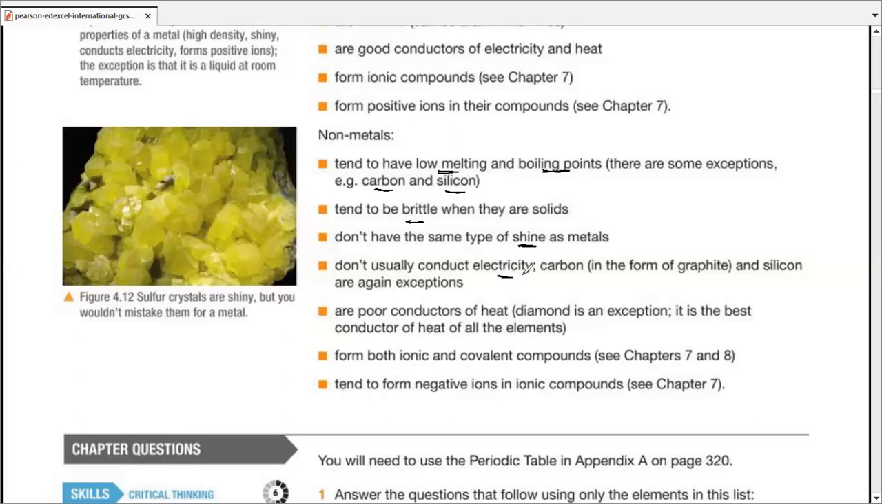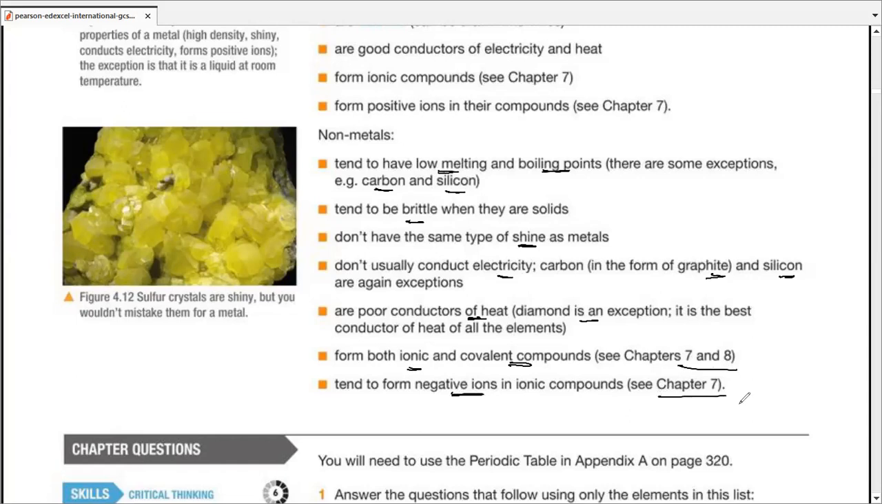They don't conduct electricity, though carbon in the form of graphite and silicon are some exceptions. They are poor conductors of heat. Again, diamond, which is made up of carbon, is a very good exception because it's a great conductor of heat among all the elements. So there are a lot of exceptions, and every time you'll see brackets, you'll see exceptions. They can form both ionic and covalent compounds. We're going to discuss that in chapters 7 and 8. They tend to form negative ions. We're going to discuss that in chapter 7.